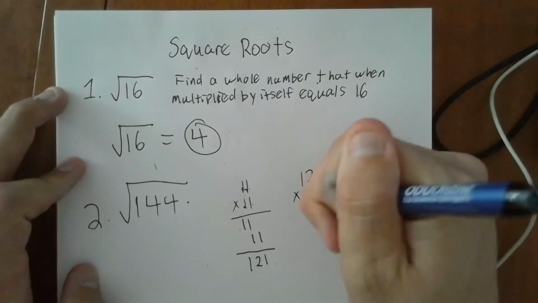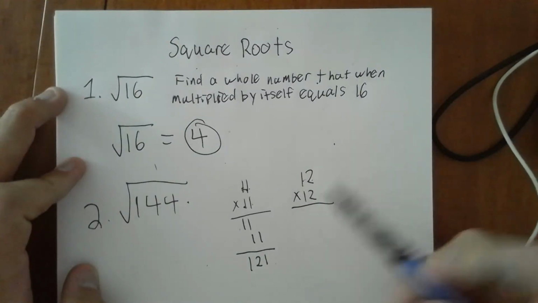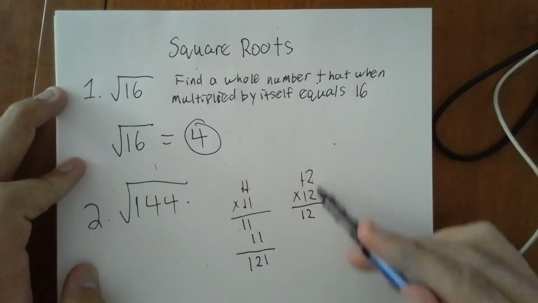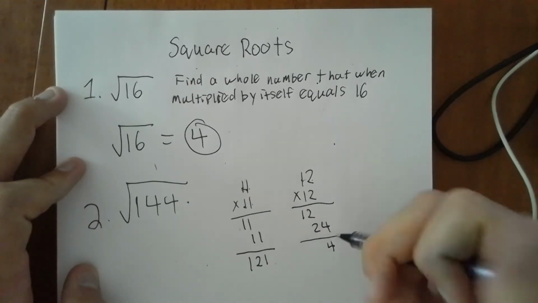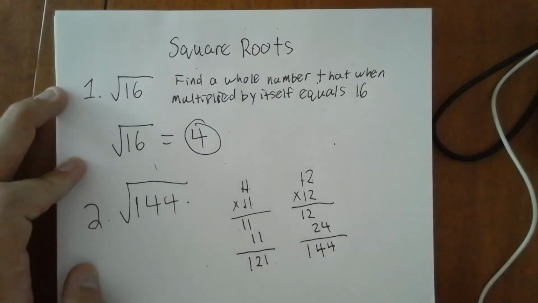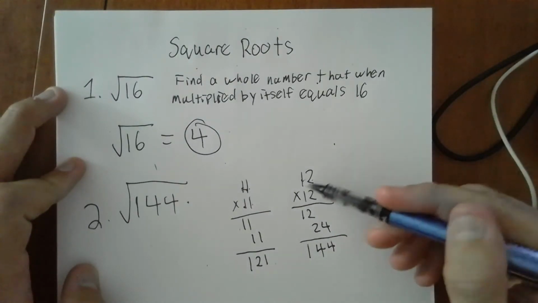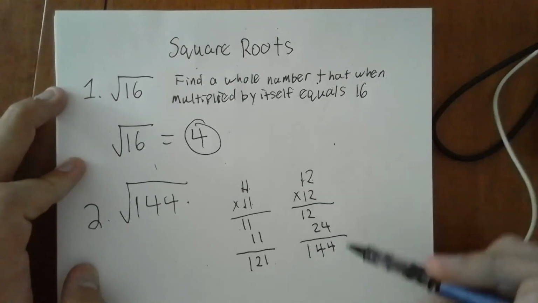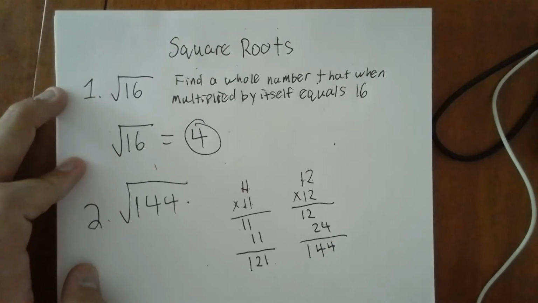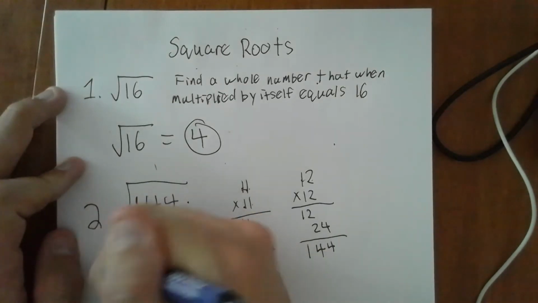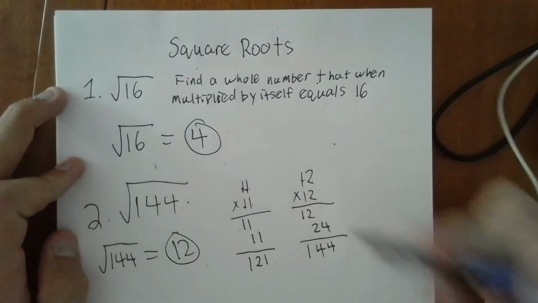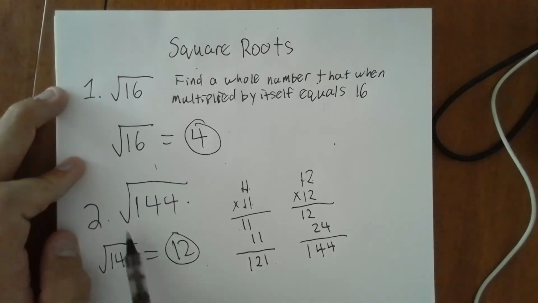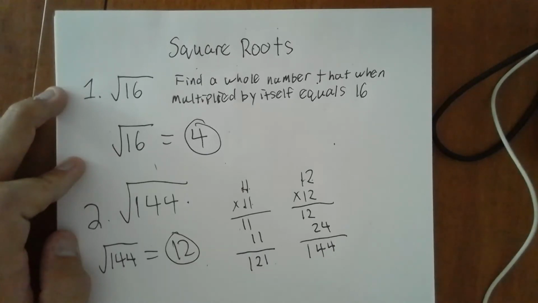So let me try 12 times 12. 12 times 1 is 12. 12 times 2 is 24. Now I add down. 2 plus 2 is 4. Bring down the 1 and, oh, look at that. 12 times 12 is 144. So 144 is a perfect square, and the square root of 144 is 12, because it's just going backwards from multiplying it by itself. Really, it's saying find me a whole number that when multiplied by itself gives me 144, and we did that. The answer was 12.